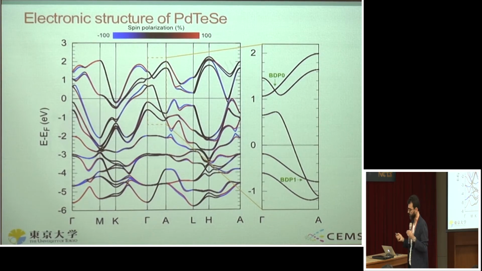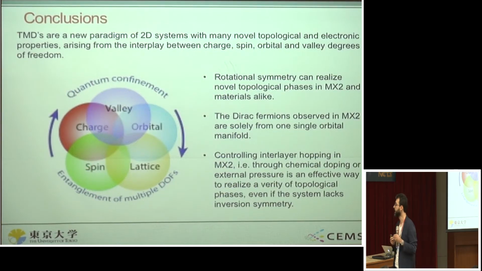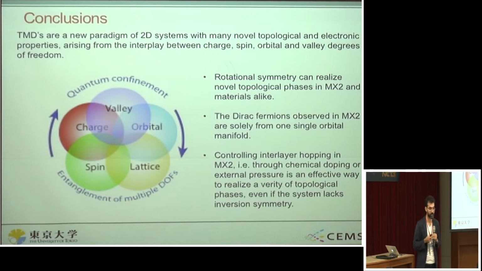So with this, I'd like to conclude my talk, and we have shown rotational symmetry can realize novel topological phases in transition metal dichalcogenides, and these Dirac cones observed in these systems are solely from one single orbital manifold, the p orbital manifolds. And finally, by controlling the interlayer hopping, we can realize a very rich range of topological phases, like type 1, type 2 Dirac semimetallic phases. Thank you very much for your attention.